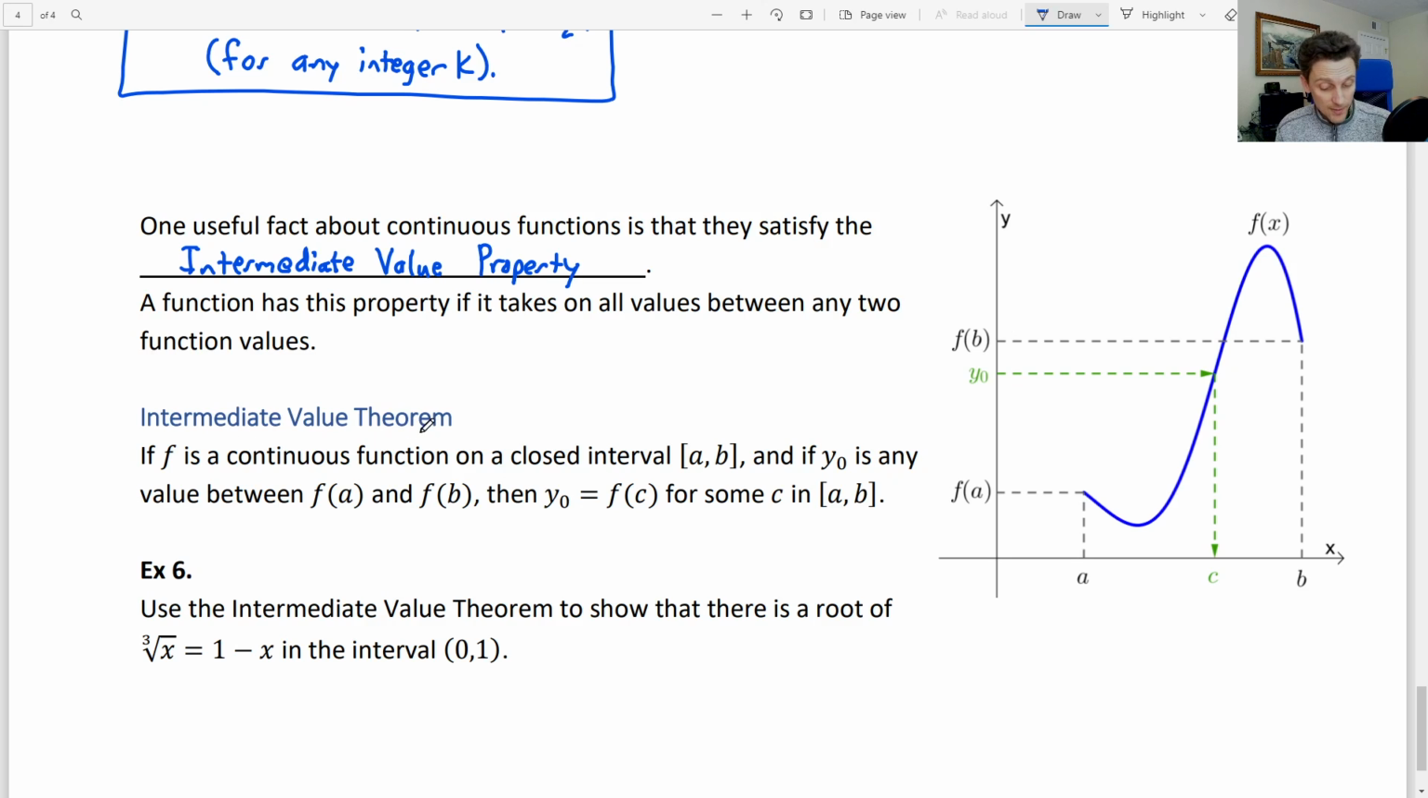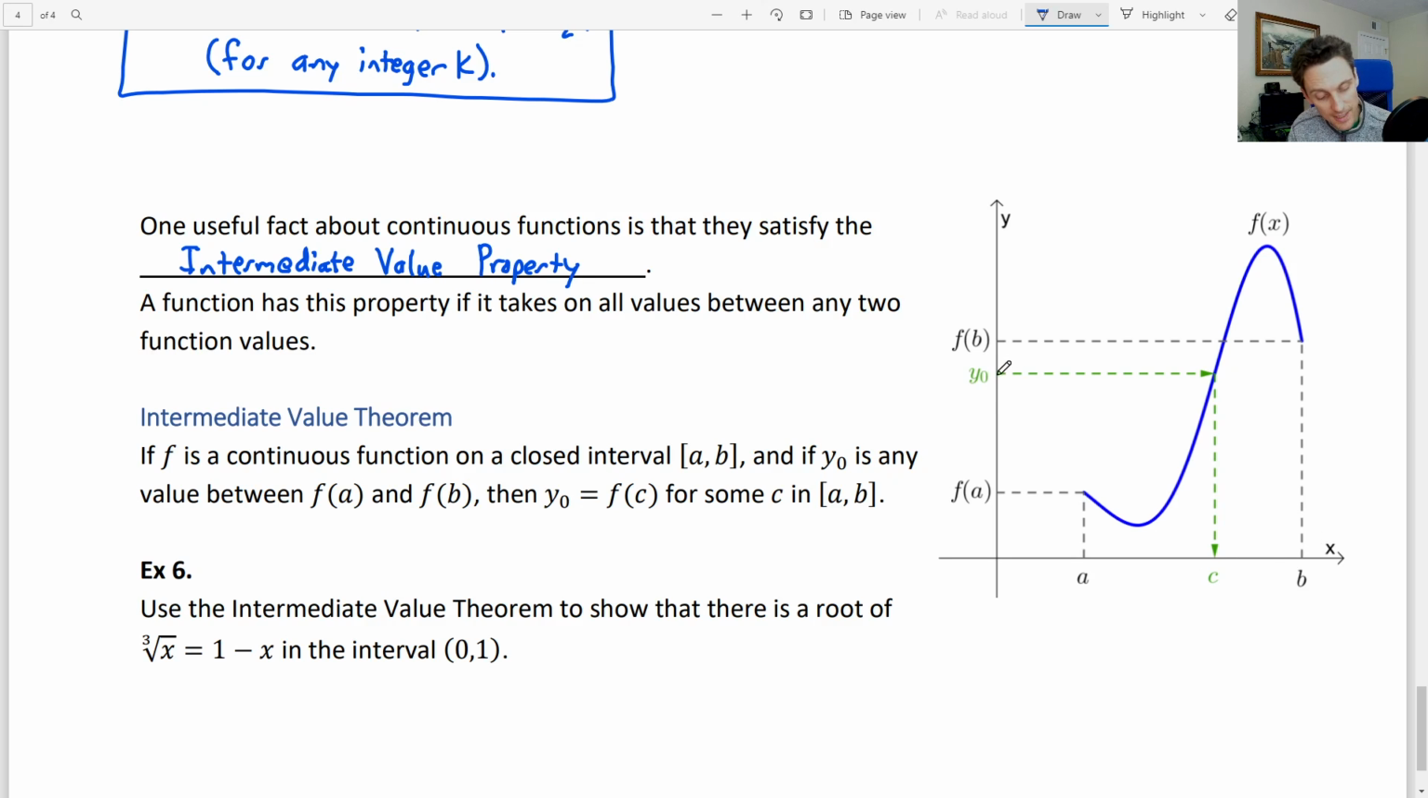So what the intermediate value theorem says is it ties this with continuous functions. So it says if f is a continuous function on a closed interval a to b, and y sub 0 is any value between f of a and f of b. So in our picture, y naught is just some y value between f of a and f of b. Then y naught is equal to f of c for some c in the interval from a to b. So in other words, there has to be some point on the graph that has an x value in this interval from a to b.